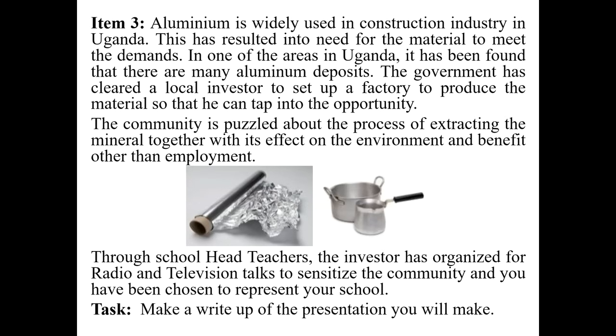So in the item, this is our third item. We have looked at item 1, item 2. Now this is our third item, and it is about industrial process. Let's read. We identify the product we need to manufacture. So they're saying that aluminium is widely used in the construction industry in Uganda. This has resulted into need for the material to meet the demands.